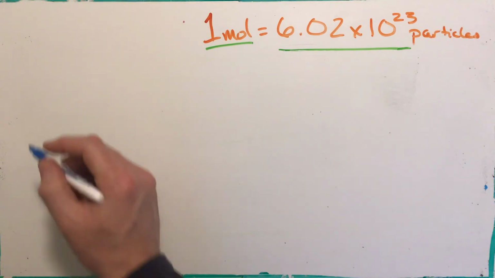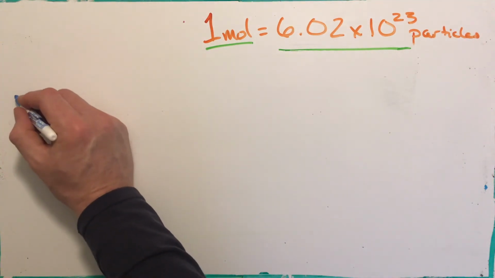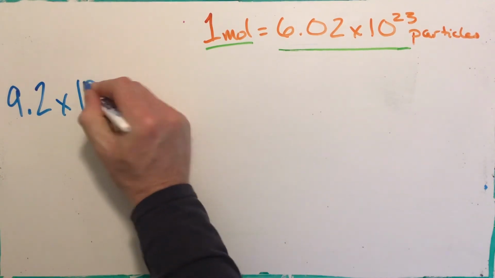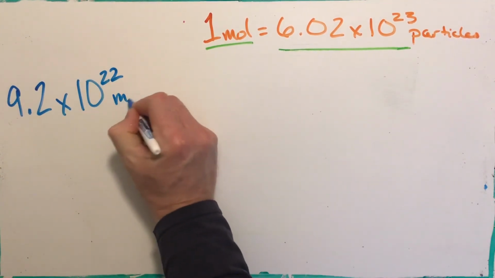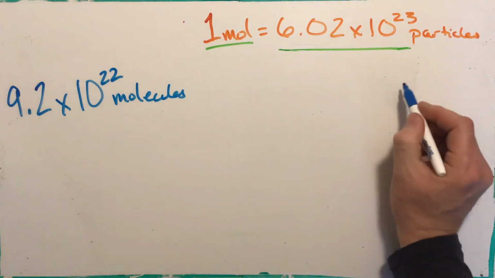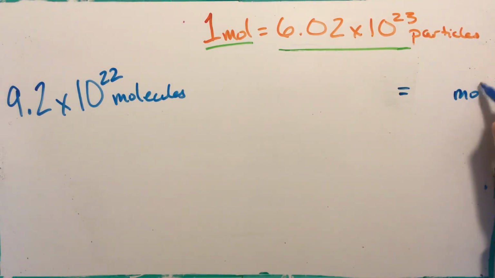This time we'll go with 9.2 times 10 to the 22 molecules, and we want to know how many moles that's going to be.